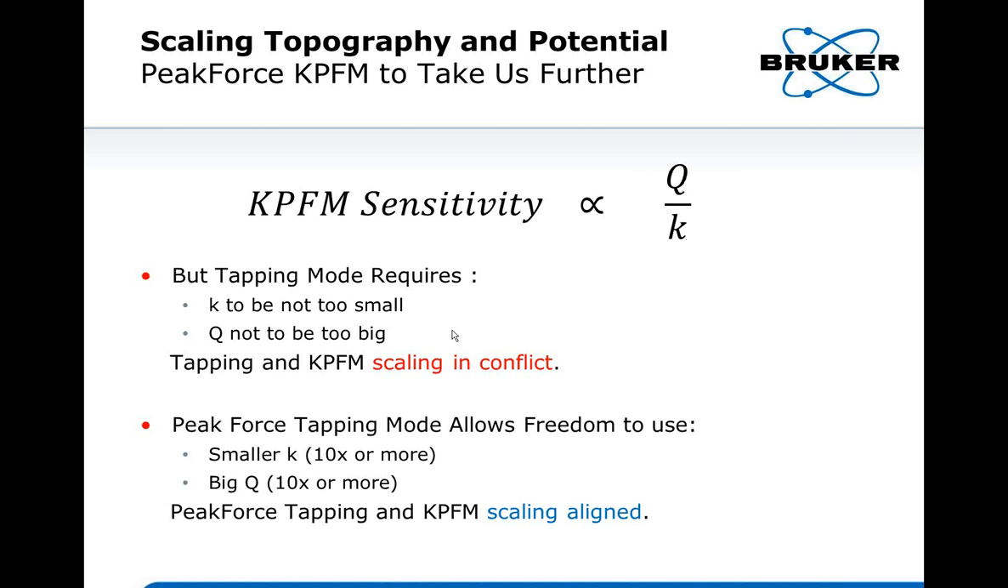For tapping mode, though, you cannot do much. You cannot use too soft a lever, and the Q cannot be too big. Otherwise, the bandwidth will be limited. PeakForce tapping mode gives us more freedom. We can use a much smaller spring constant. We have used a spring constant 10 times smaller, and we can also use a higher Q. There's potential to increase the sensitivity much further. If you compare with high vacuum, the quality factor is about 100 times higher. So with PeakForce tapping mode, we can approach that kind of sensitivity.